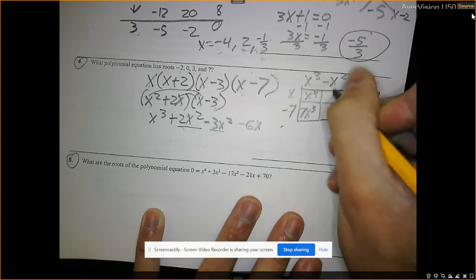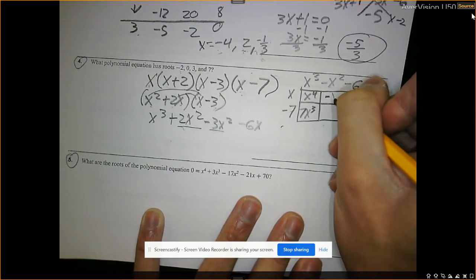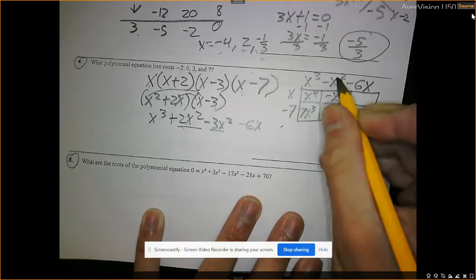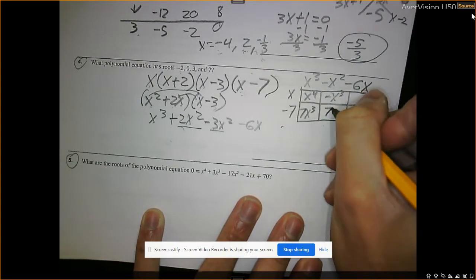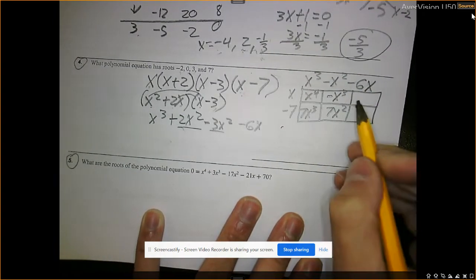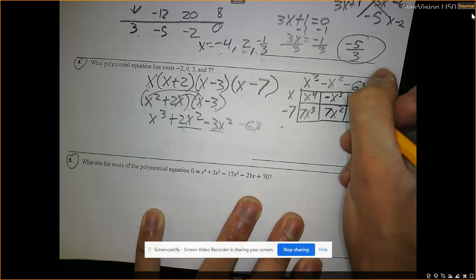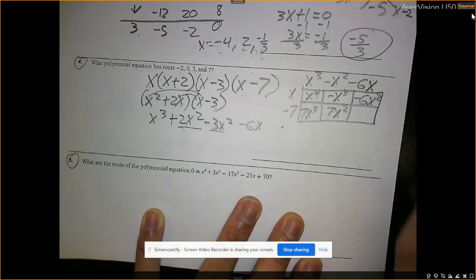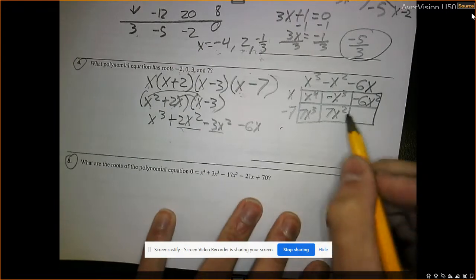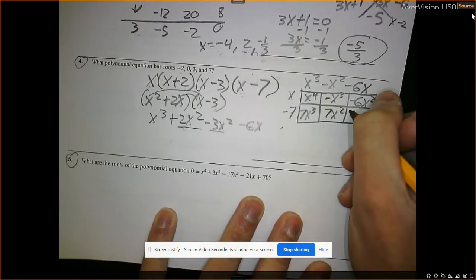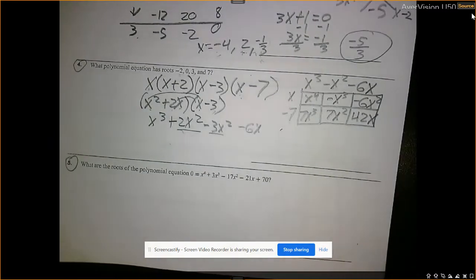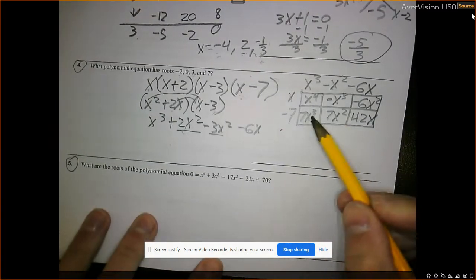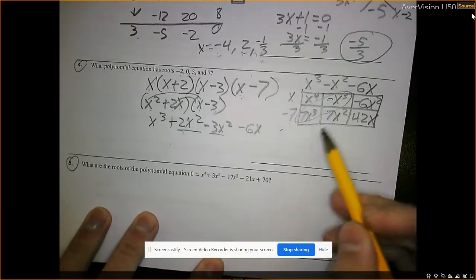Negative x squared times positive x squared is negative x cubed. -7 times negative x squared, negative times a negative makes a positive, and that's 7x squared. -6x times x, it's -6x to the second, or -6x squared. And then -7 times -6, that's positive 42, and then there is an x here, so we have to tack on the x. Combine all of these like terms.